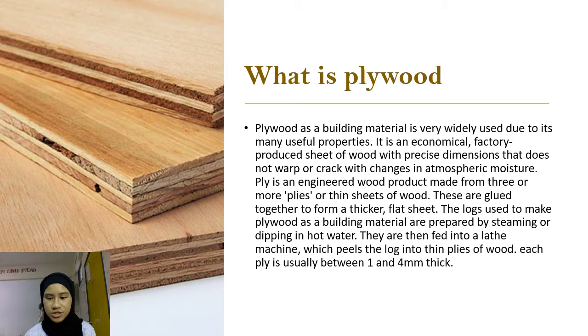The logs used to make plywood as a building material are prepared by steaming or dipping in hot water. They are then fed into a lathe machine, which peels the log into thin plies of wood. Each ply is usually between 1 and 4 mm thick.